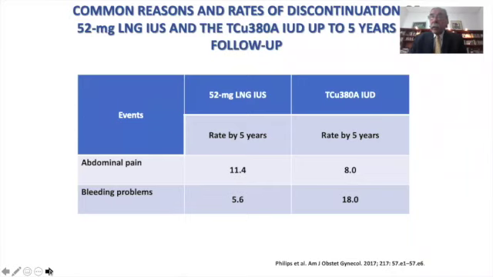Also in a study from Phillips in the American Journal of Obstetrics and Gynecology in 2017, you can see that the abdominal pain rate by 5 years was 11% cumulative with the levonorgestrel IUS and 8% for the copper T380, but the bleeding problem was 5% only for the levonorgestrel IUS and 18% for the copper T380. It is important to recall that the main reason for discontinuation of the copper IUD, cumulative up to 10 years, is lower abdominal pain and bleeding problems together.